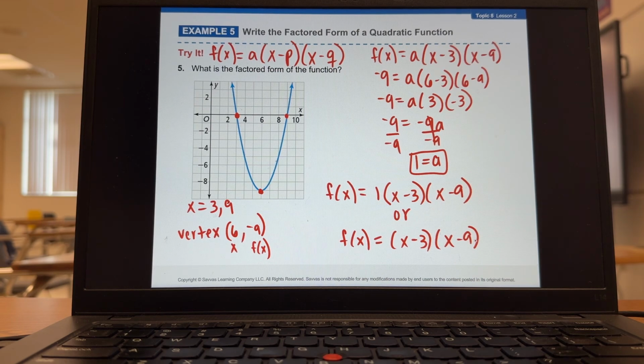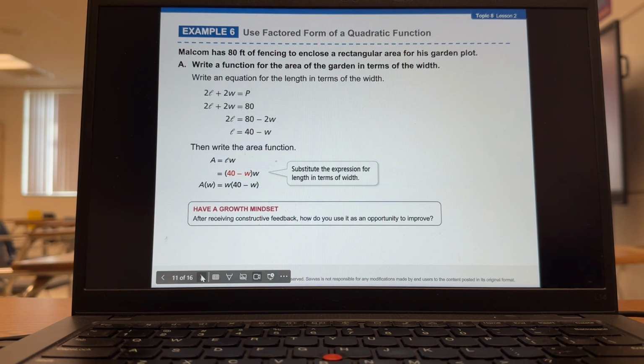And our last example, example 6. Malcolm has 80 feet of fencing to enclose a rectangular area for his garden plot. So 80 feet of fencing means the whole entire rectangle has a total of 80 feet. That's the whole entire perimeter. So part A, write a function for the area of the garden in terms of the width.